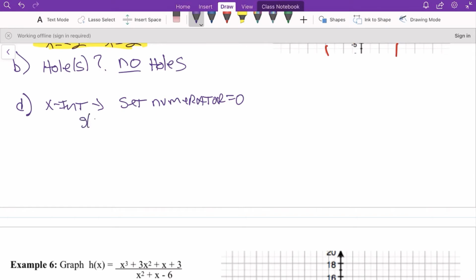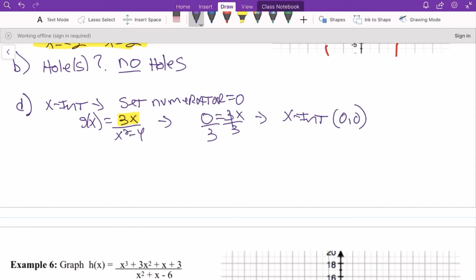So here's the original function, g of x equals 3x over x squared minus 4. And then all we need to do is set the numerator equal to 0. So we're going to make g of x equal 0, and set the numerator, which is just the 3x portion, and solve. And we knew this already because we found the y-intercept and the last step was 0, 0. So my x-intercept would be at 0, 0. All right, so we knew that, but I'm just going over the steps again on how to find the x-intercept.